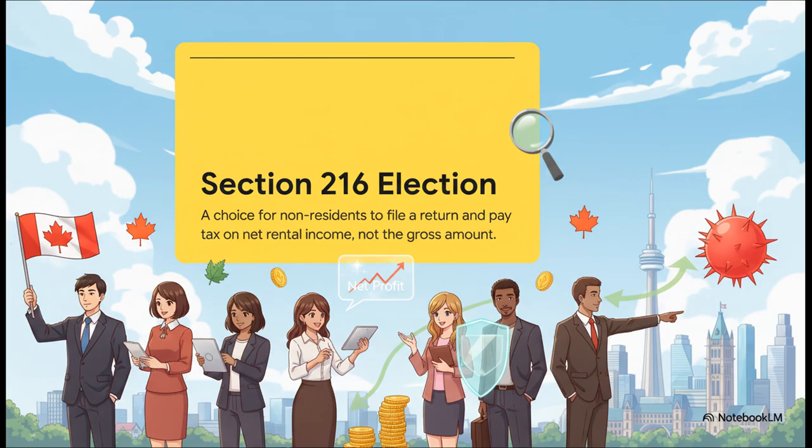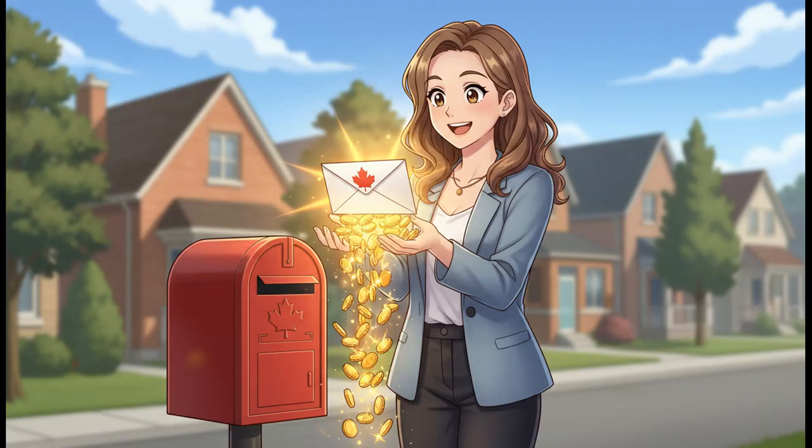By making a Section 216 election, a non-resident gets to file a special Canadian tax return. So that 25% tax on the gross income, it's no longer the final word. Instead, this election lets us recalculate the tax based on the actual net profit, just like we would for any Canadian resident. So why would anyone go through the trouble of filing this extra return?